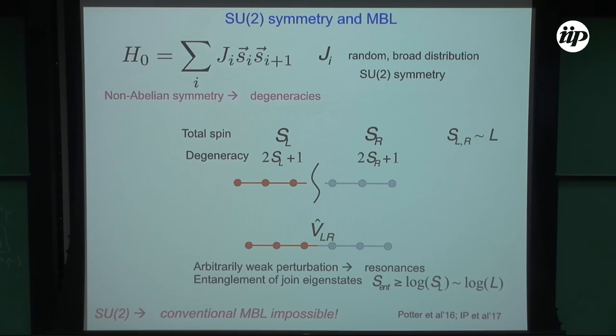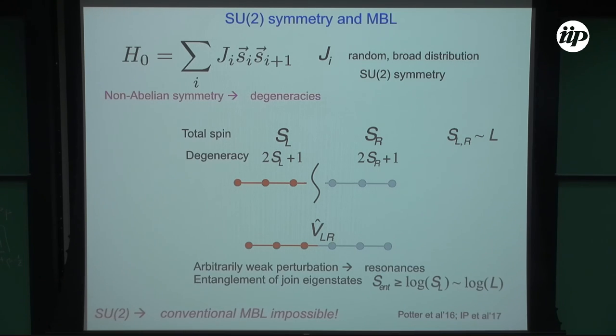Let me first convince you that if I consider the limit of strong disorder, I still cannot hope to get a conventional MBL phase, characterized, for example, by the area law entanglement of the eigenstates. And the reason for that is very simple. It's the degeneracy of the states that is induced by the presence of symmetry. Indeed, let me consider two systems of some size of order L, and let me try to connect these two subsystems by infinitesimally small coupling.